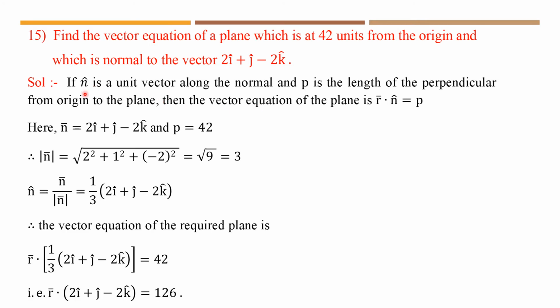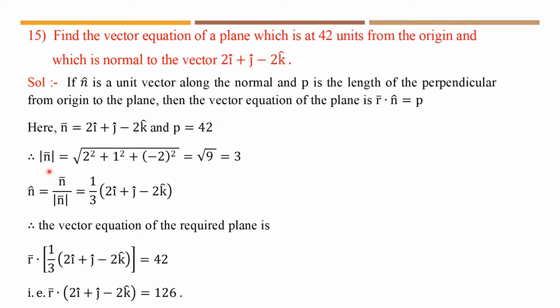Solution. If n cap is a unit vector along the normal and p is the length of the perpendicular from the origin to the plane, then the vector equation of the plane is r vector dot n cap equal to p. Here we are given the normal vector n bar 2i plus j minus 2k and p, the distance from the origin to the plane, is 42.